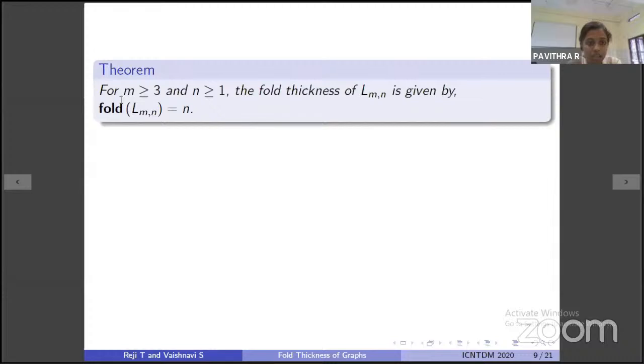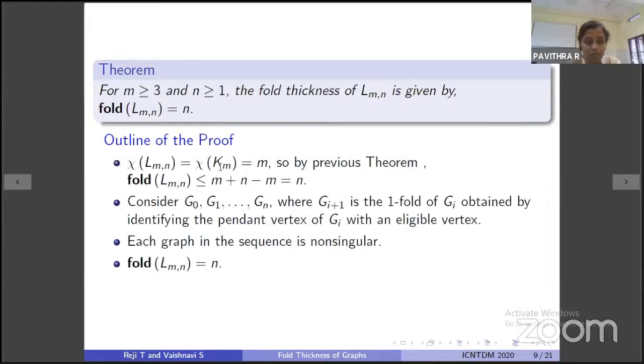This is the main result. For m greater than or equal to 3 and n greater than or equal to 1, the fold thickness of lollipop graph L(m,n) is equal to n. This is the outline of the proof. First, we can observe that fold thickness is less than or equal to n. Then we find an n uniform folding. From both of these, we can conclude that fold thickness is equal to n.